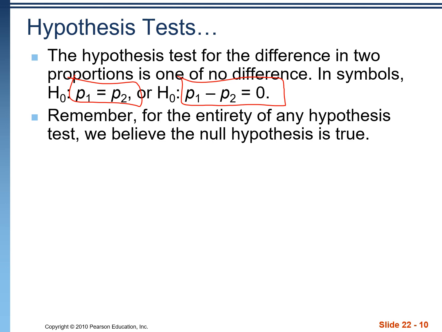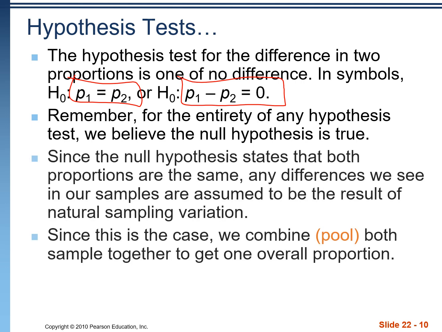For the entirety of any hypothesis test, we believe that's true. So we believe that these two groups have the same graduation rates for the duration of this test until we get to that p-value and it's small enough for us to reject it. Now, since we believe that the graduation rates are the same, any difference that we see in our samples of the p-hat1 and p-hat2, we initially attribute to just natural sampling variation, right? And because of that, we say that this is just a chance occurrence of different samples.